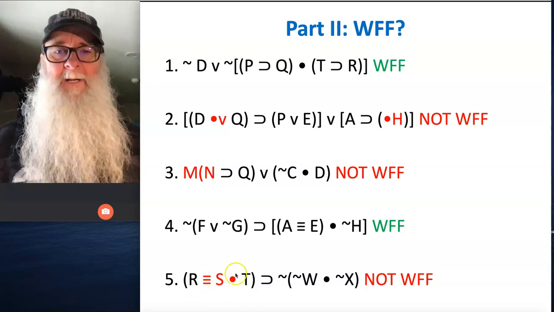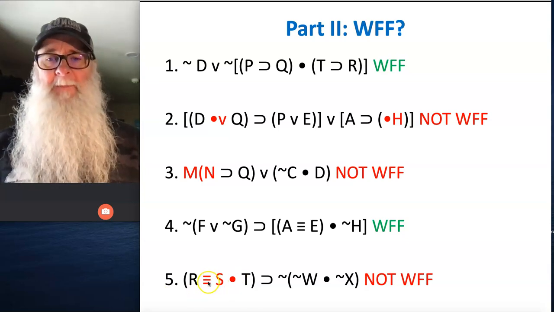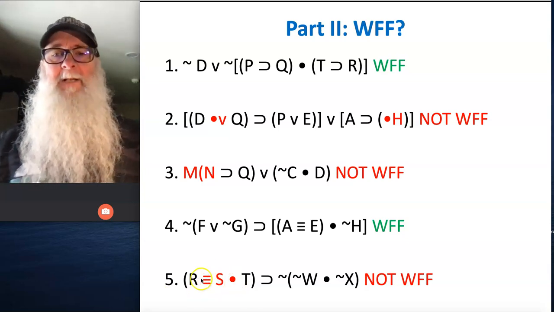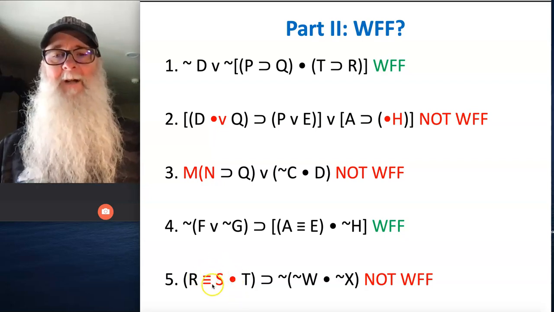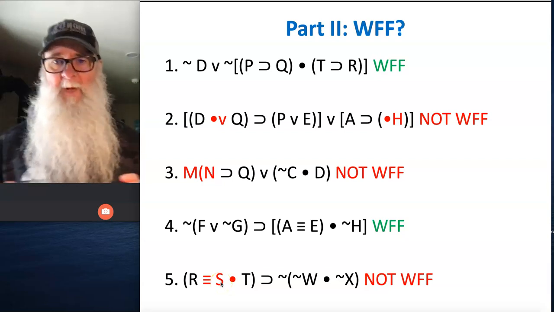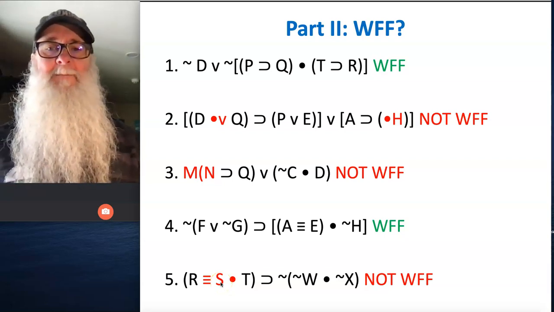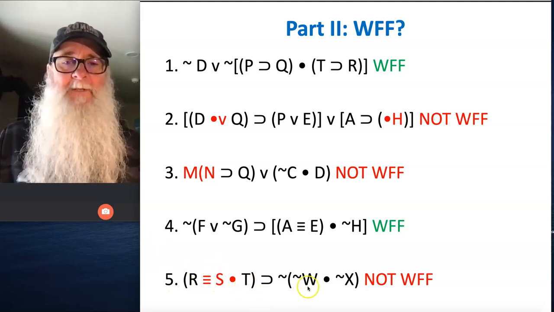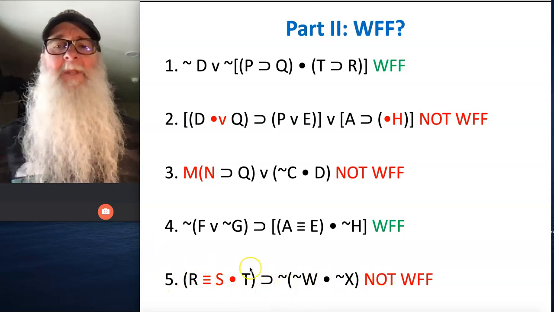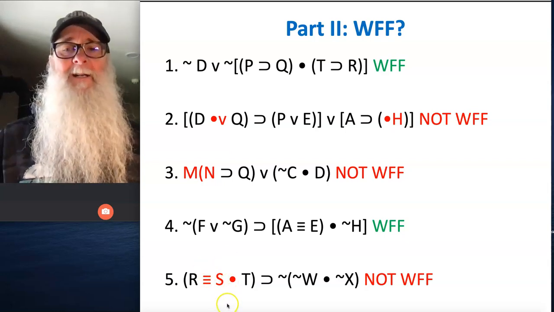Look at what we've got going on here. We've got a triple bar and a dot, two connective operators hanging out here. We've got to bracket these off because we're not allowed to have more than one operator outside of parentheses and brackets. So we're going to need to bracket off something here in this first part of the statement. Everything else looks okay, but this right here makes this not a woof.